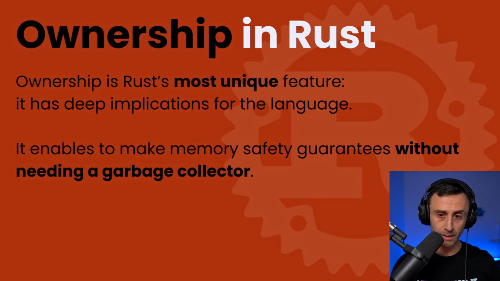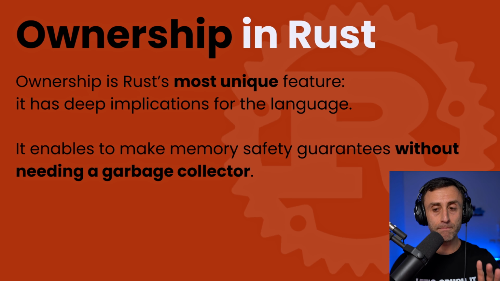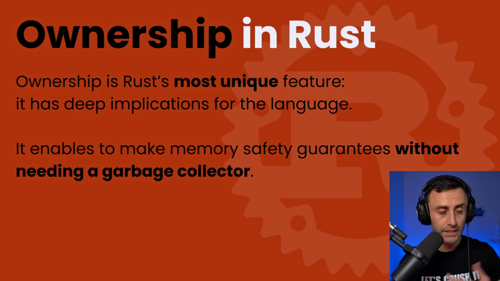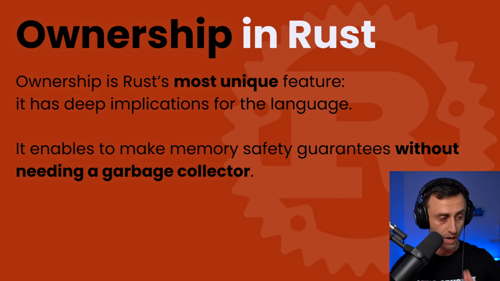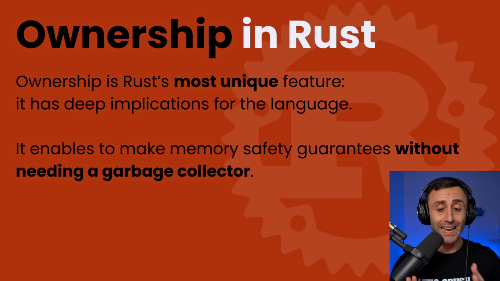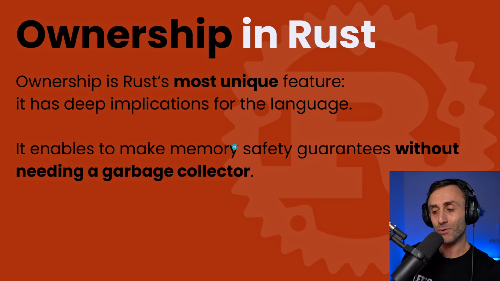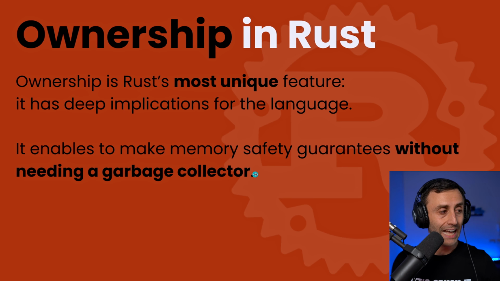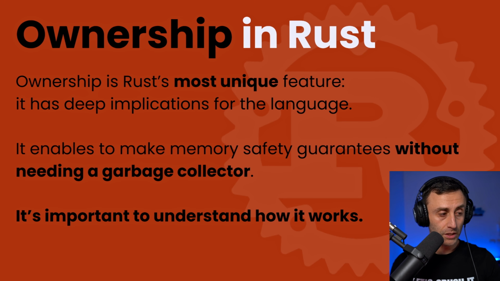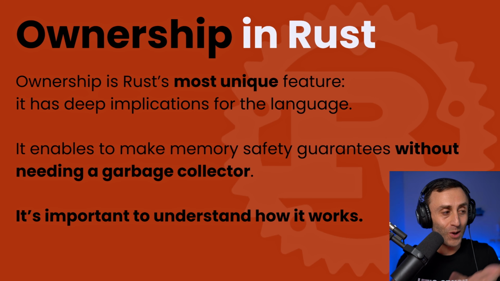Ownership, you might have heard about it, is Rust's most unique feature, because it has a very deep implication on how the language works. So you need to be very, very careful now. Trust me. Ownership enables memory safety, the famous memory safety in Rust, without needing a garbage collector. And it's really important to understand how the hell ownership works and also what it is.